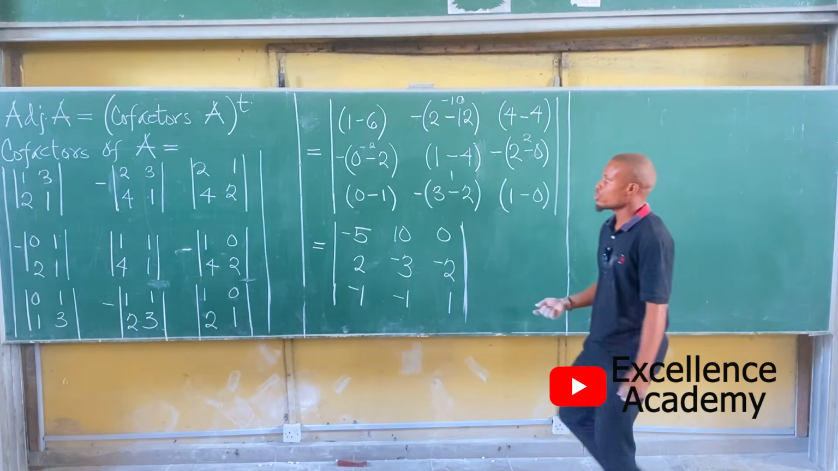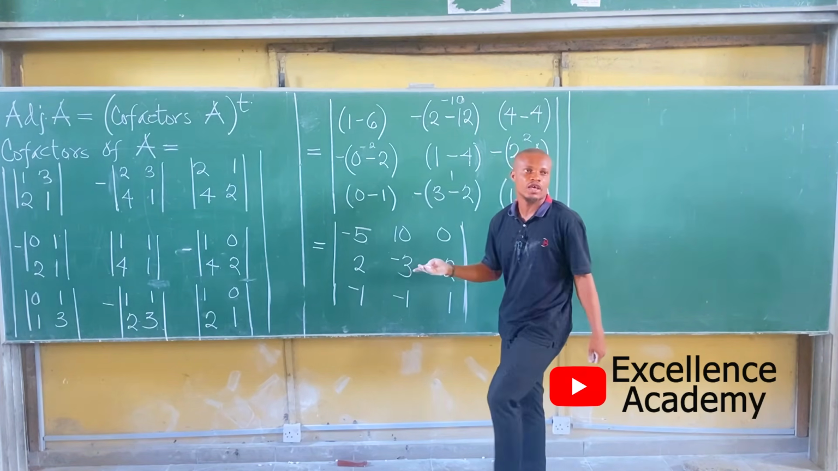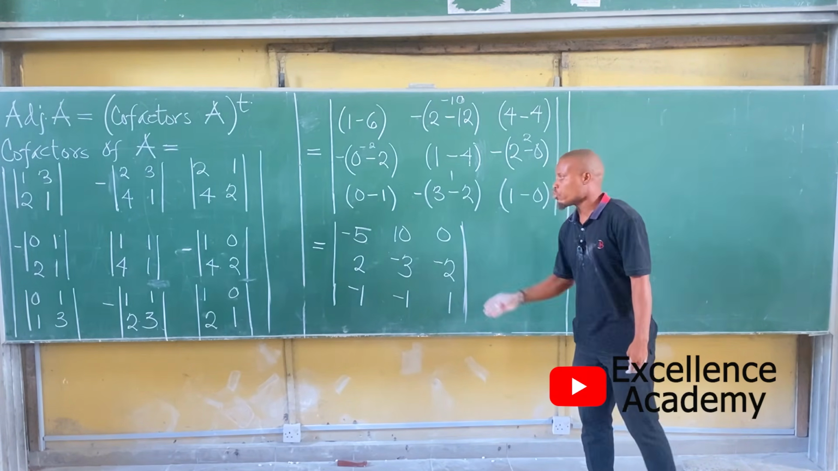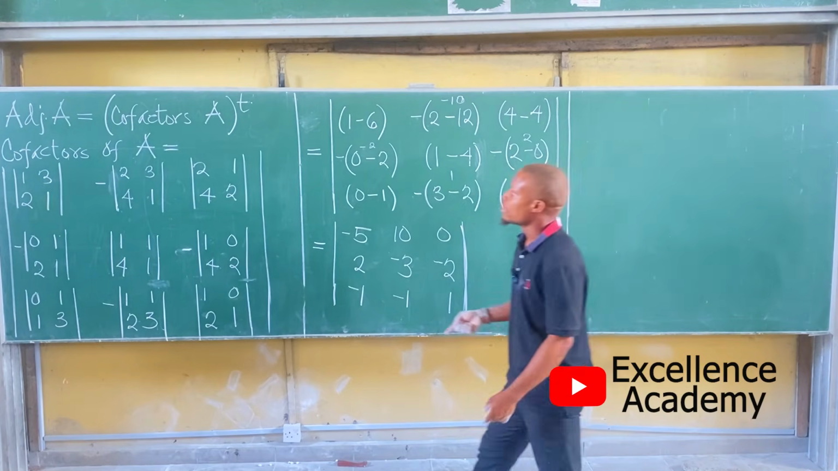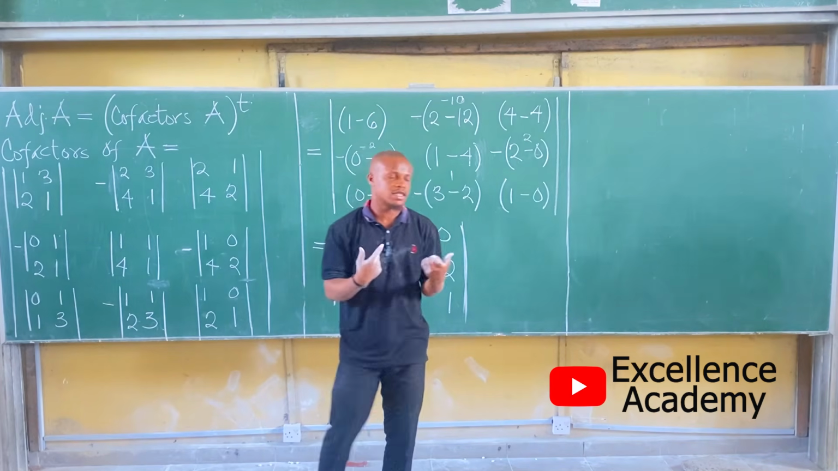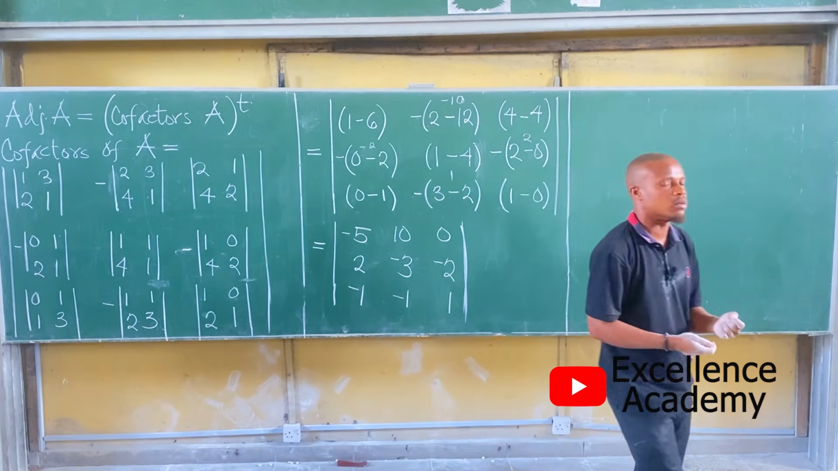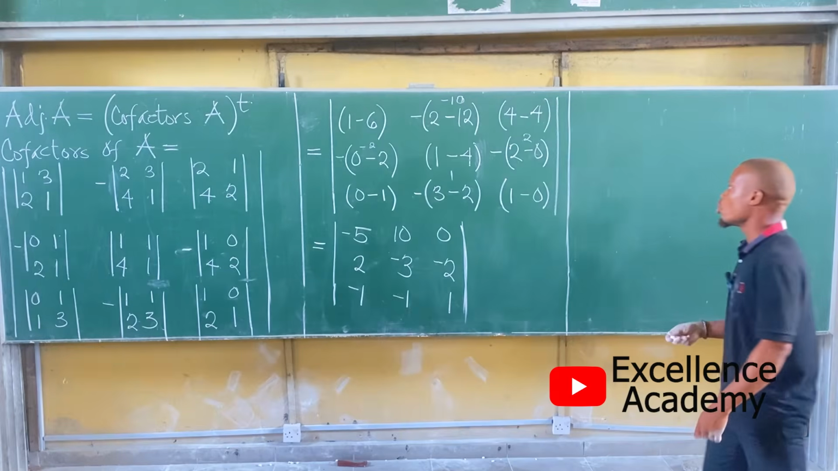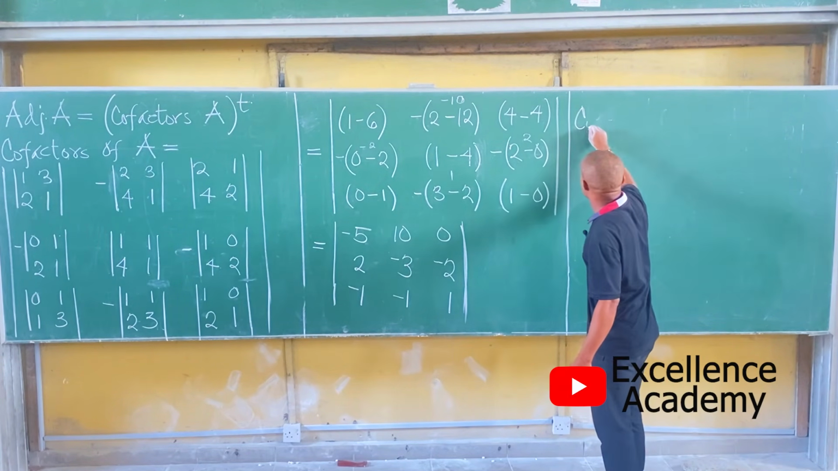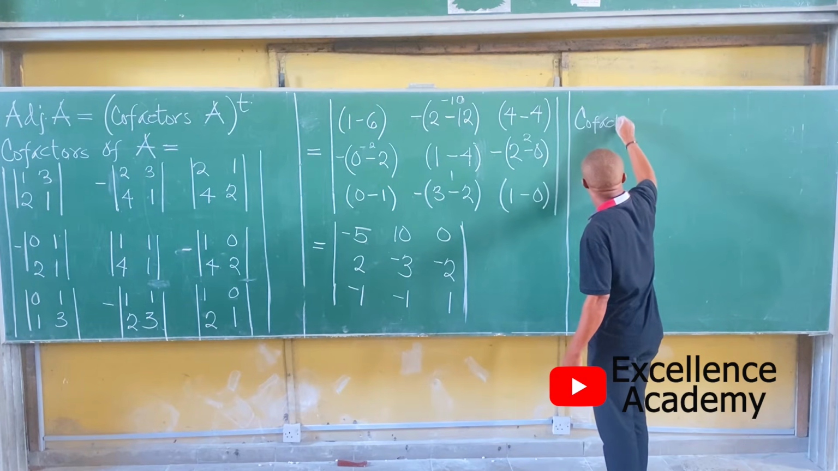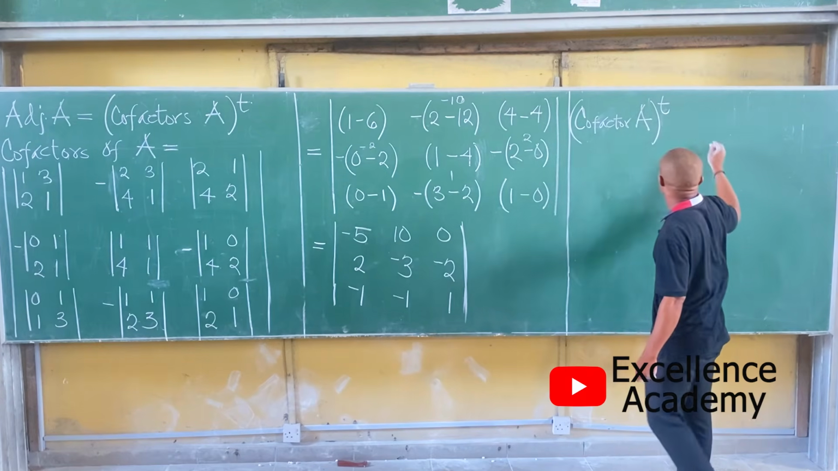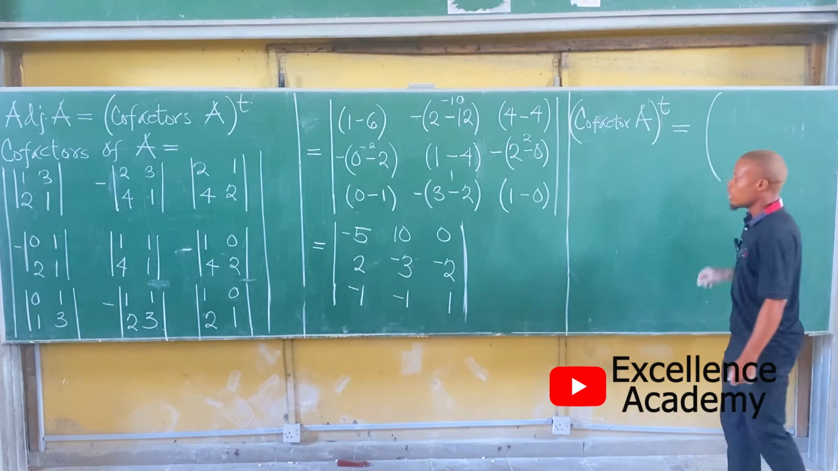Alright, so this gives us the cofactor of A. We've gotten our cofactor of A. What do we need next? The transpose of the cofactor of A. And as I said earlier, your transpose is simply interchanging your rows and columns. So the transpose of that, let's write that down. The transpose of cofactor of A equals, let's write it down.